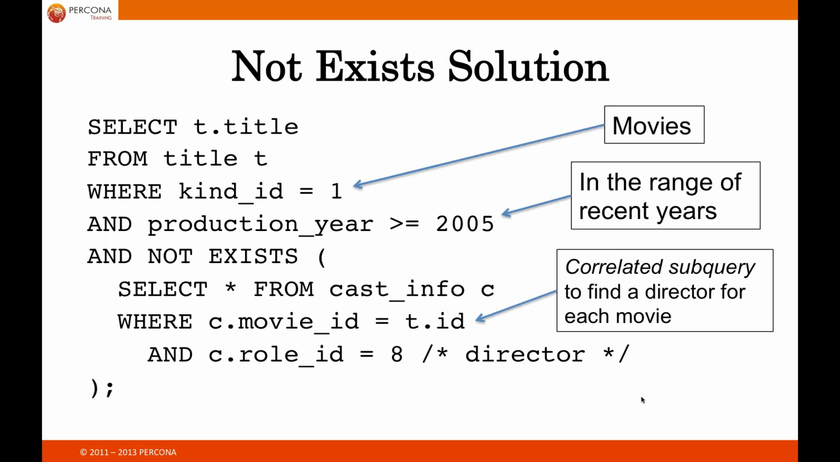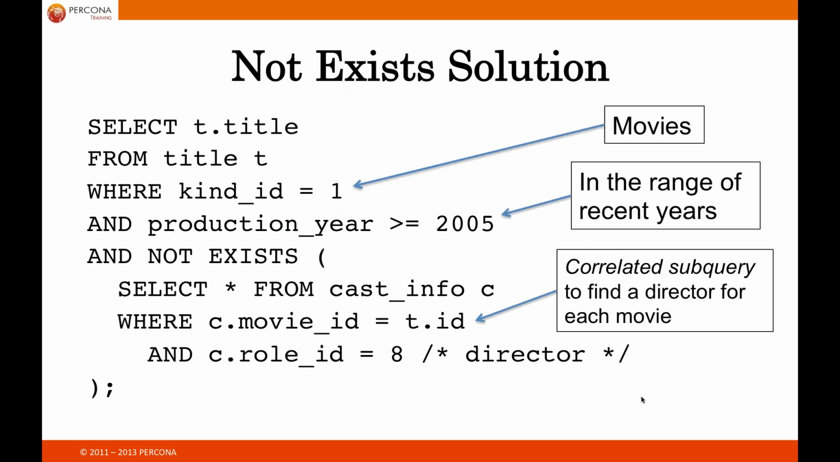And then the requirement to find those with no director, we want to find that there's no such entry in the cast info table, that is the mapping table to people who worked on the film, where there is a person with a role ID equals 8, and that just corresponds to the director role for this particular database. This would be an ordinary type of query to see in your application that uses a subquery to try to look that up.